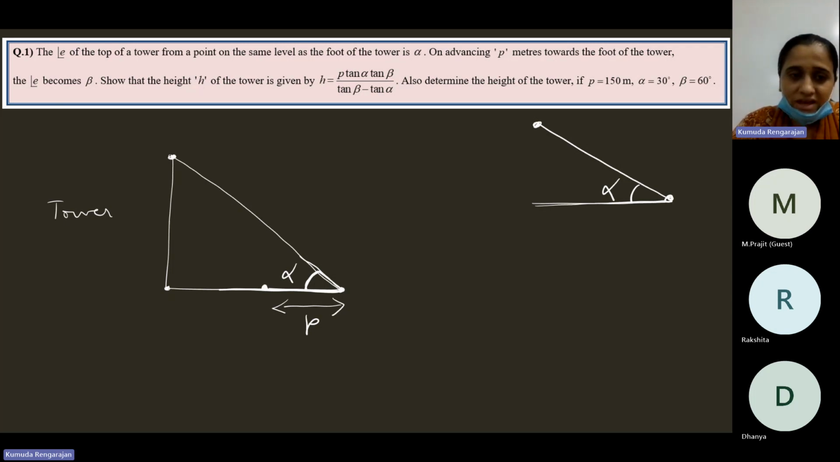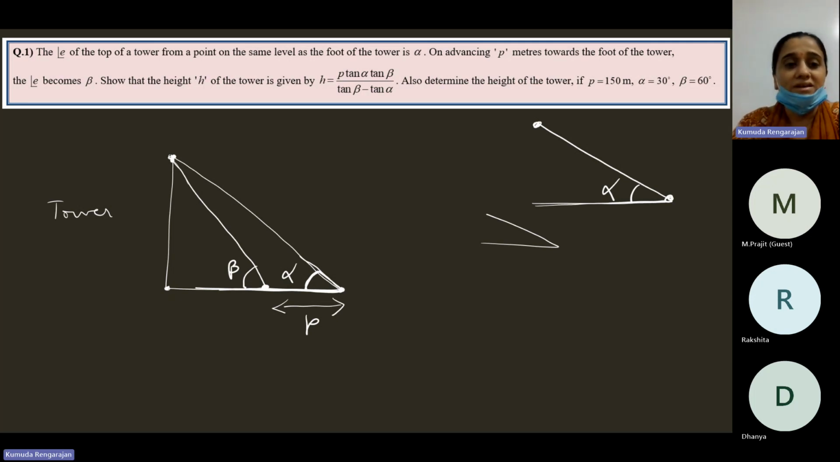He again stops there to look at the top of the tower. So this is again the line of sight. This is the observer and he's looking at the top of the tower. So this is the line of sight. And this is the horizontal. So this is the angle of elevation again, which is beta. The angle of elevation is beta.